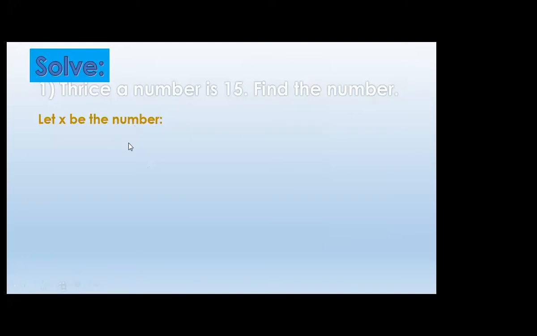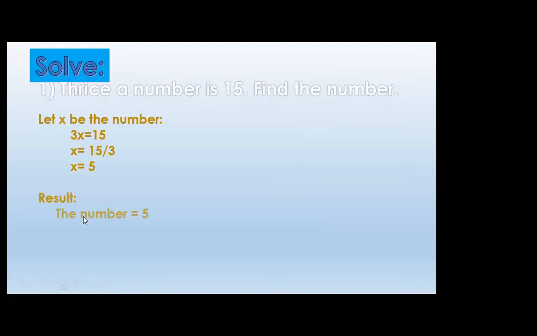Let x be the number. What is the meaning of thrice? Thrice means three times a number. That means 3x is equal to 15. Now this 3 is multiplying with x. When we move it to the right hand side, it becomes division. We get x is equal to 15 over 3, and our answer is very good, Ola, very good, Shehroz. We get the answer x is equal to 5.